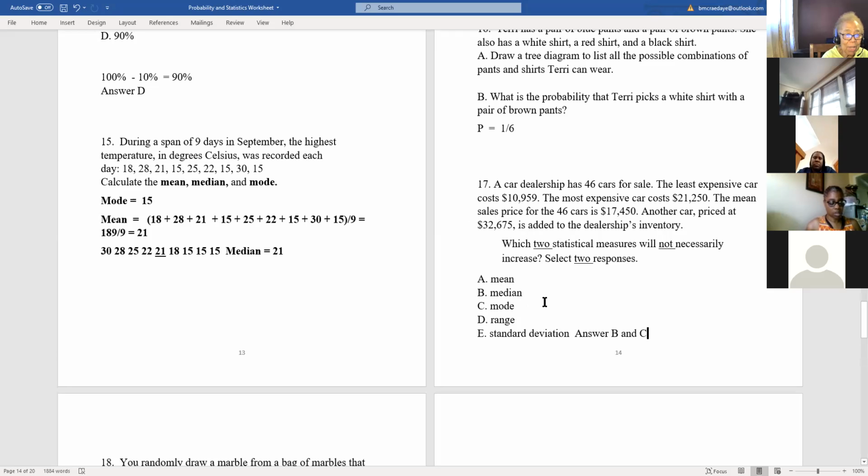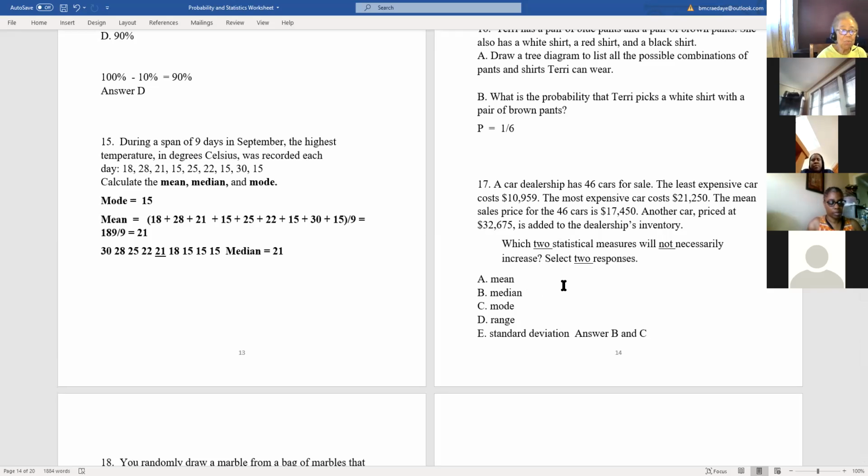Median, the midpoint, may not necessarily increase. That's the number in the middle. And you had 46 cars. Now you're adding a 47th. The median may remain the same because you had 46 and you averaged the two in the middle. The fact that you add another one and you've got one in the middle doesn't mean the median would change. It could stay the same. It doesn't necessarily increase.